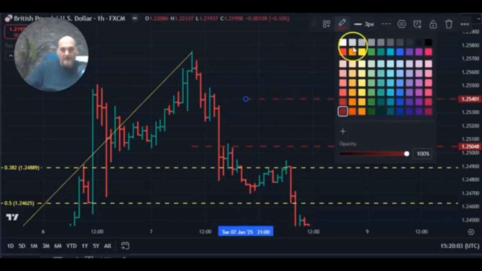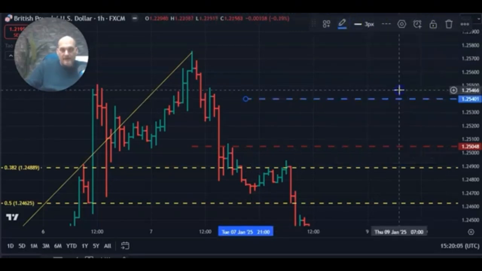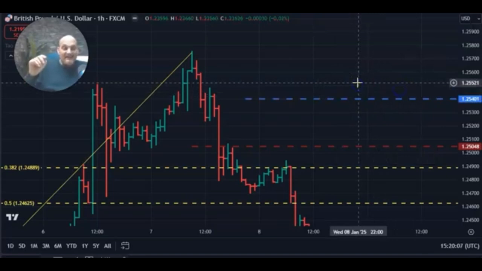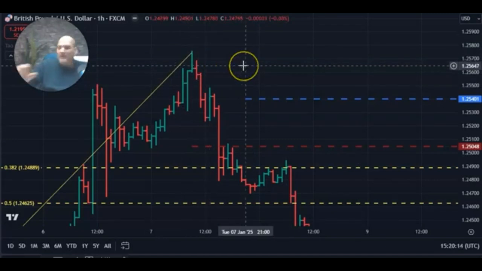Let's make it a funky color. Let's make it a light blue. That is the uncle point. Something's up with this. Now you've got the previous high. We could talk about that, but that's just it. Just using the ratios. Now these ratios are Fibonacci derived. They're not just made up.